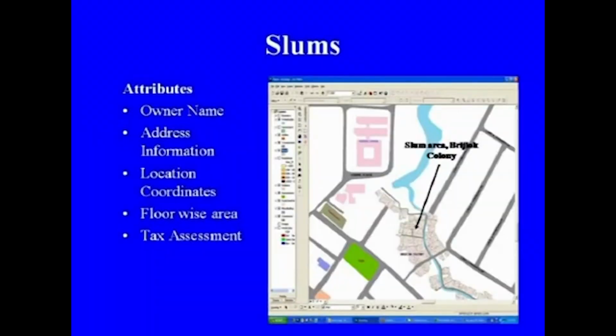Another important type of area usage within cities is the slums, and they need to be categorized. Many times the slum areas are also given approval by the government, or the government creates low housing schemes for low income people. So, we also need to identify where such areas are located and what type of tax assessment structures are there for these regions.